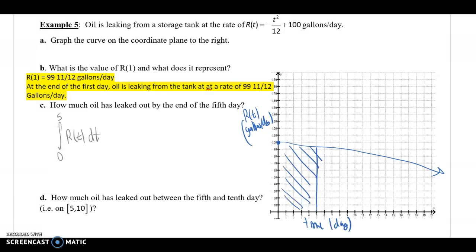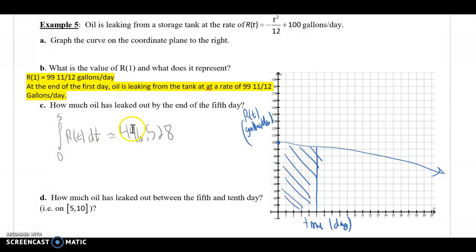Now, if we were to go to our calculator, enter in y1 equals this equation, and then do the integral of y1 from 0 to 5 dx, we would get a value of 496.528. Make sure you know how to use your calculator to do that. This integral isn't that difficult to do. We could integrate the negative t squared over 12. We could integrate the 100. That wouldn't be that bad. We could plug in the numbers. It wouldn't be horrible. But we have a calculator, so we'll use it, and it comes out to this value.